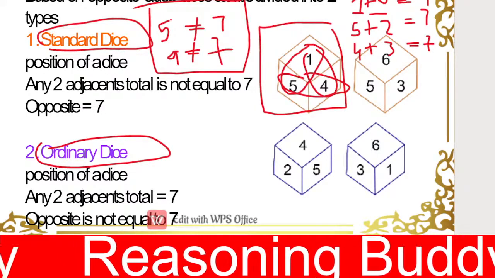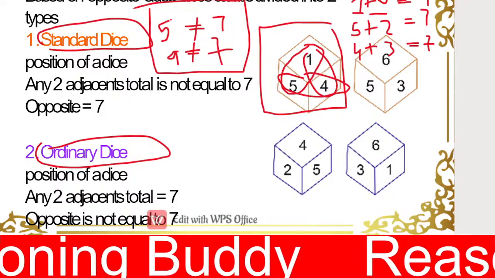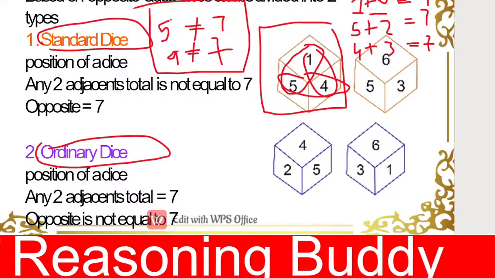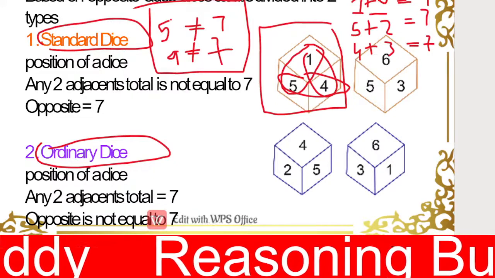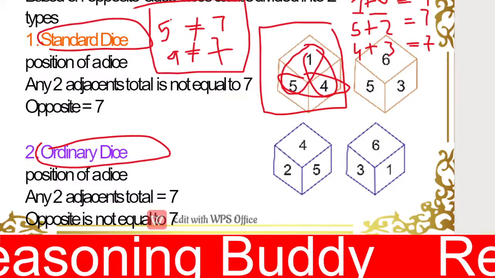Another one is the ordinary die. If the sum is equal to 7, then it is called an ordinary die. So let's go for sums. Before going to sums, I will set the sums on screen. Just a second.